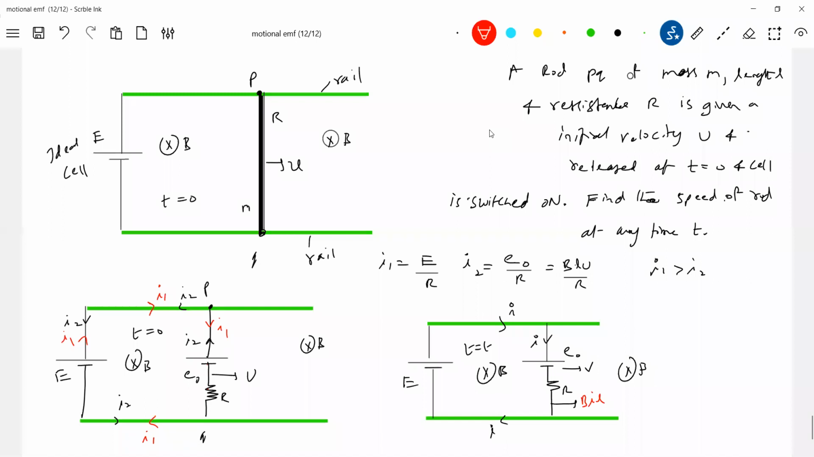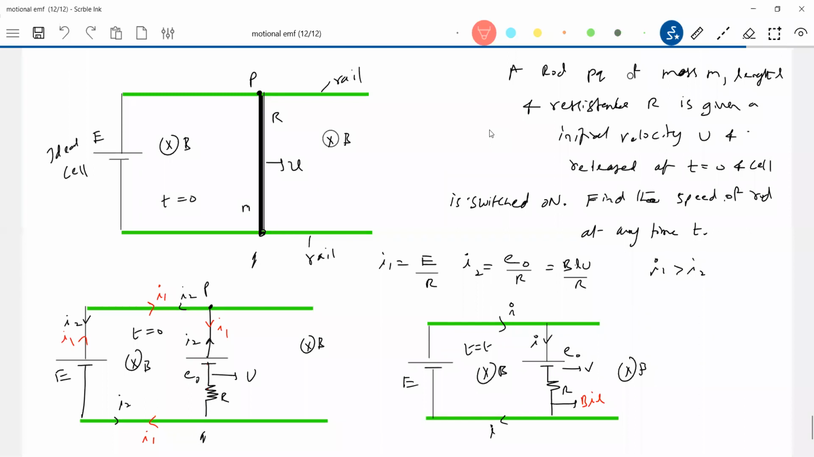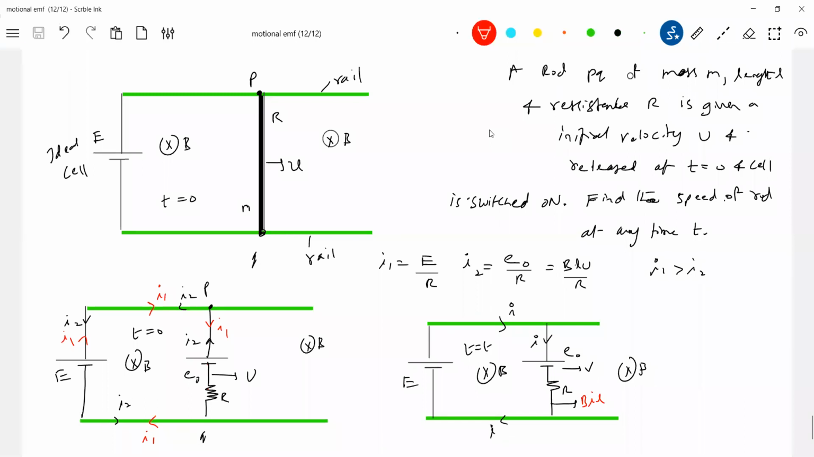Now you can ask the question, where is that Lenz's law? Where is that Lenz's law? So where is that BIL force? The BIL force will act towards right only. The I is the resultant current.